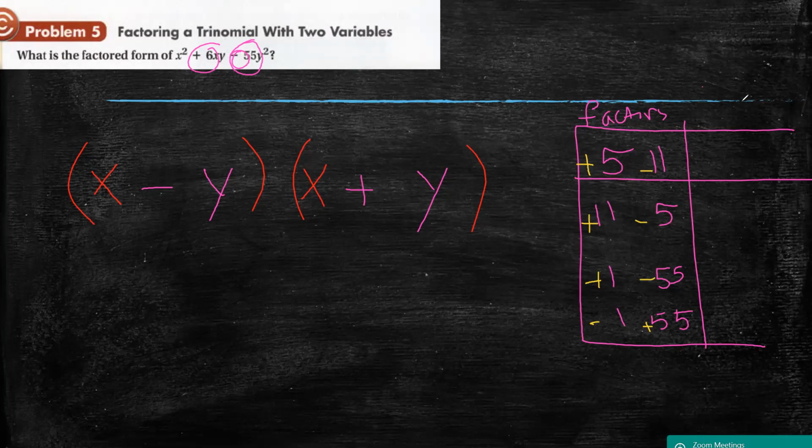Then after that, we need to find the summation of the factors. Positive 5 minus 11 is what? Negative 6. 11 minus 5 is positive 6. Sorry. You put 1 minus 55, it's negative 54.